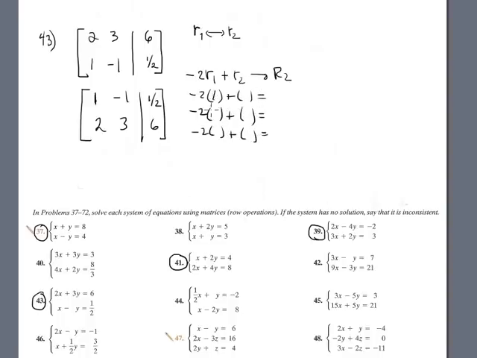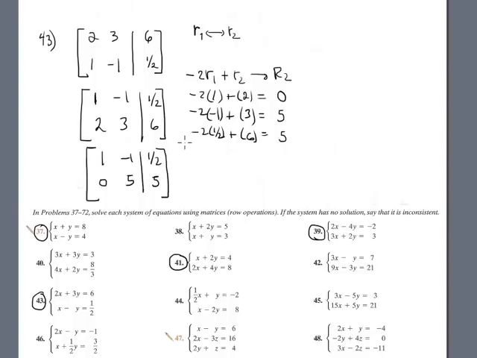Row 1 is 1, -1, 1/2. And row 2 is 2, 3, and 6. Okay, the answer then is -2 plus 2, 0. -2 times -1 is 2, plus 3, is 5. And -2 times 1/2 is -1, plus 6 is 5 again. So the matrix associated is 1, -1, 1/2, 0, 5, 5.